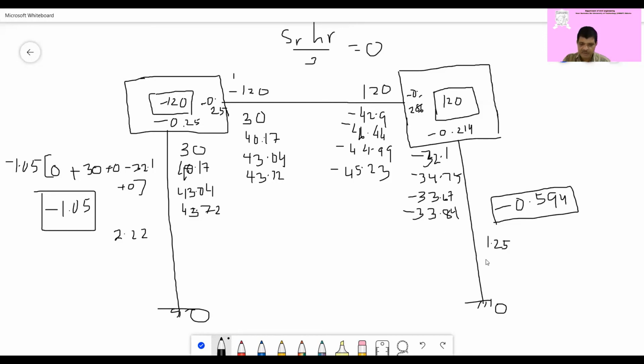Here we will have the values minus 3.22, minus 5.57, then minus 5.87.